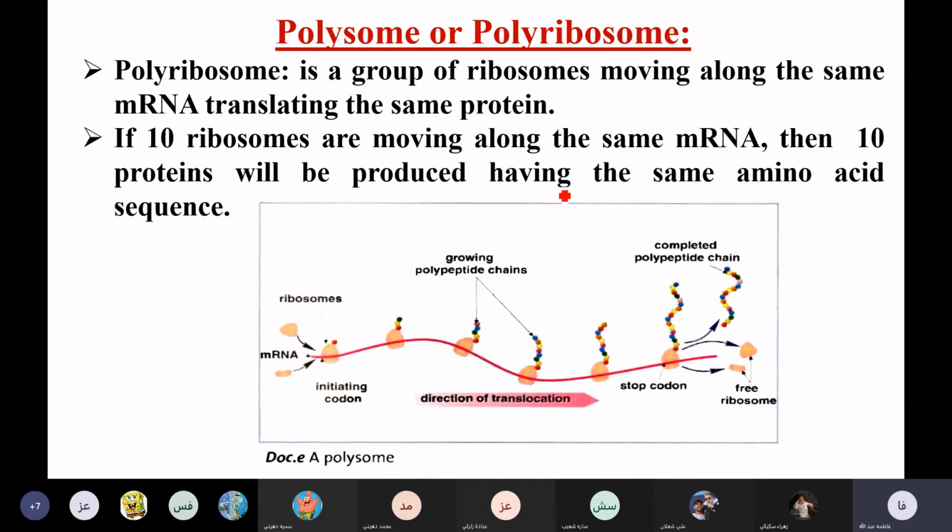So a polysome or polyribosome is the group of ribosomes that are moving along the same messenger RNA. They are translating the same protein. For example, if I have 10 ribosomes moving along the same messenger RNA, then 10 proteins will be produced having the same amino acid sequence. So these 10 proteins should be identical in their sequence.